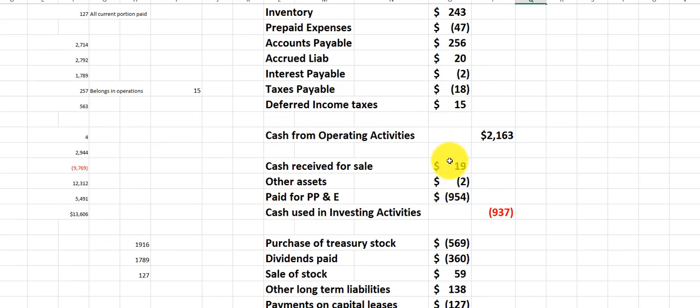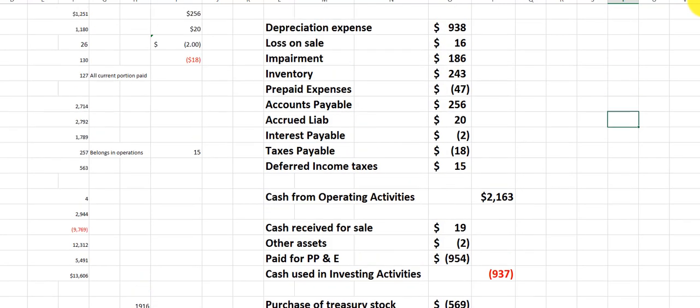So under the investing section, and then here's, because it's positive, cash flow from operating activities. Under the investing section, you got the sale and purchase of long-term assets. We sold the assets as mentioned in the note for 19. Other assets changed down by 2. And then the hard part is how much was paid for property, plant, and equipment.